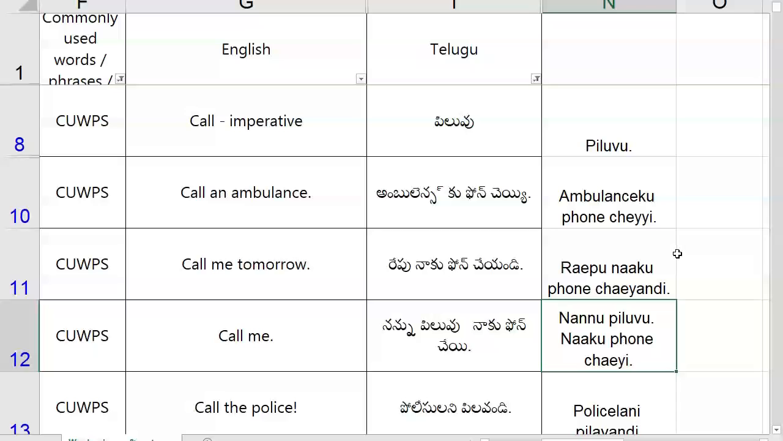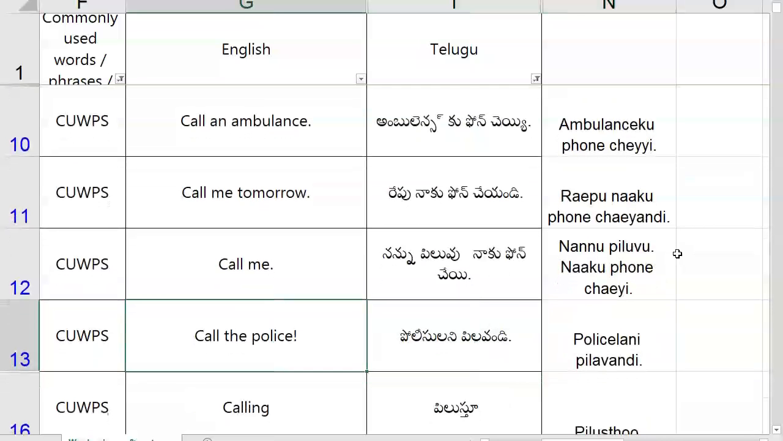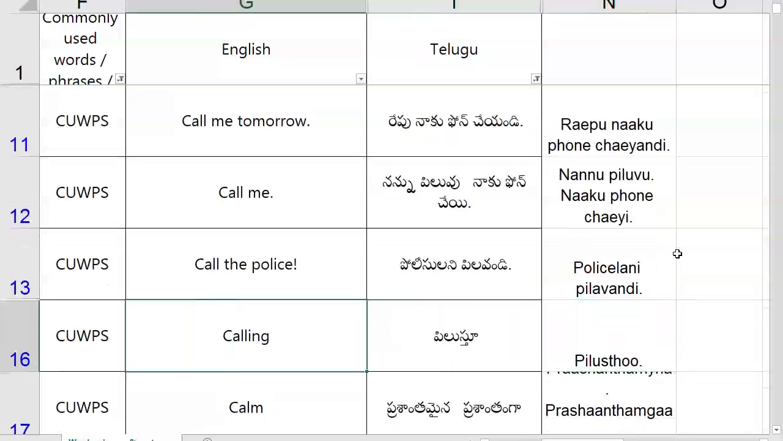నాకు ఫోన్ చెయ్యి, call me tomorrow at 5 o'clock. That means రేపు నాకు 5 గంటలకు ఫోన్ చేయండి. Call the police, పోలీసులని పిలవండి. So here also we can take two meanings. One is పోలీసులని పిలవండి, other one పోలీసులకు ఫోన్ చేయండి, depending on the context.